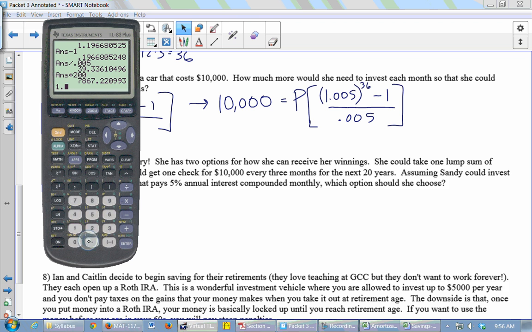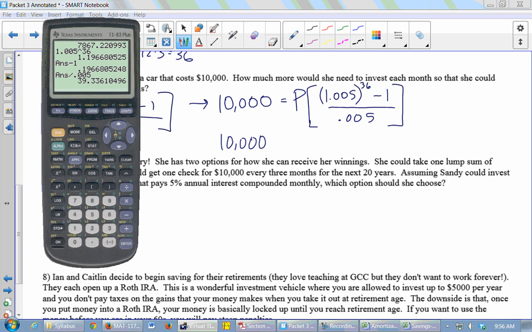All right, so let's see, 1.005 to the 36 minus 1 divided by 0.005, and I get like 39.336. So 10,000 equals P times 39.336 with a bunch more decimals that are important. I'm not writing them down because I'm going to have them in my calculator, right? I don't need to write every single one down. I just write it down to sort of keep track of my work. So my next step is to divide both sides of the equation by 39.336.